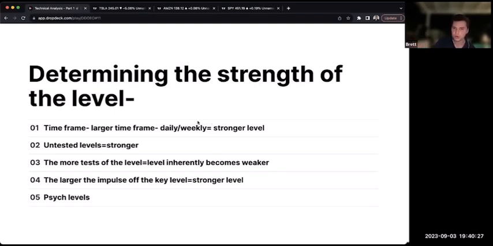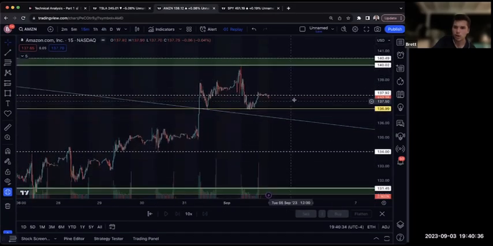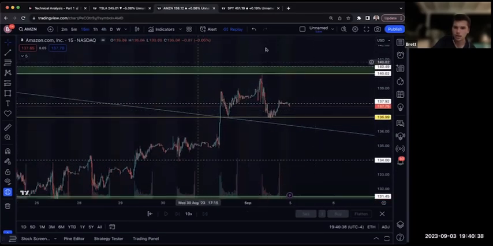Untested levels are stronger. So what do I mean by that? Well, let's just say like Amazon. This happens to me all the time, right? People will come in and they'll say, well, okay, we saw the break and the retest of 137 on Thursday. So on Thursday we caught this trade. It was beautiful. Then on Friday, people were coming in and maybe it bounced once off 137 again, right? We saw 137 bounce another time.